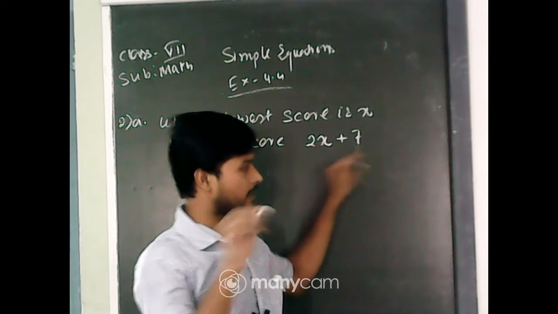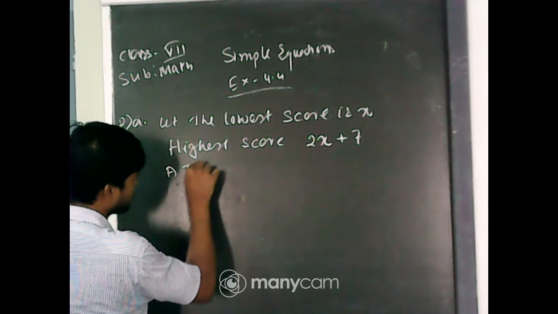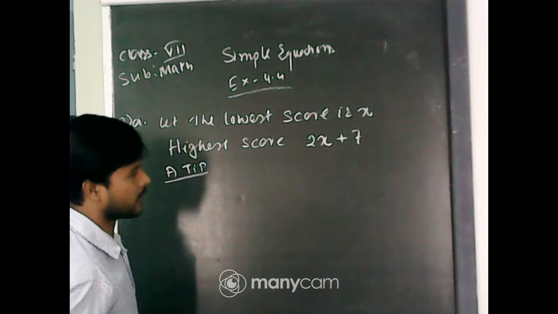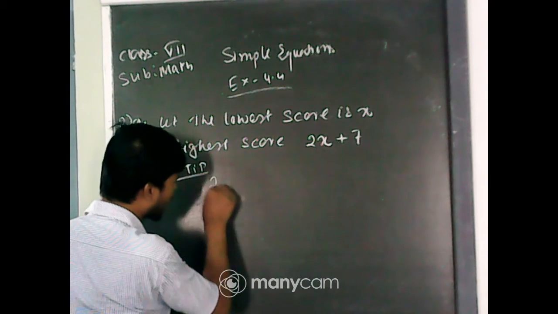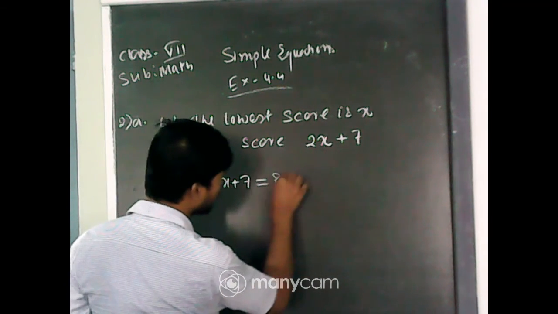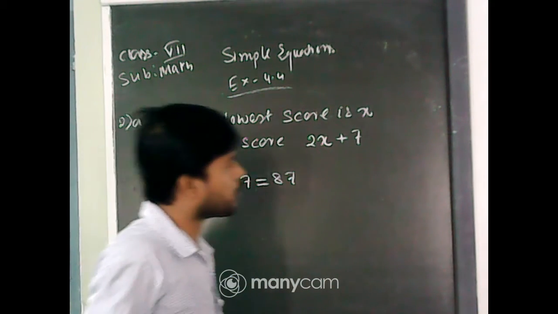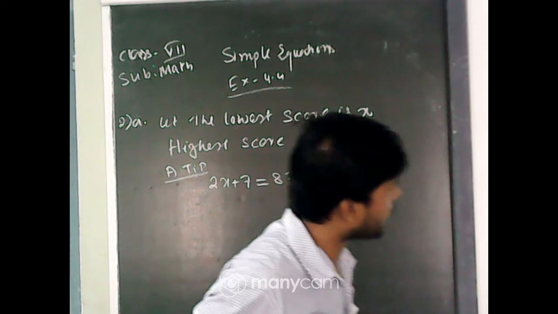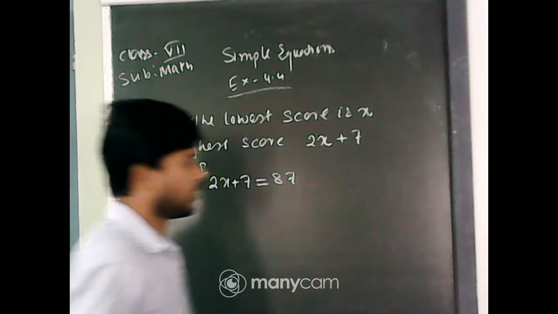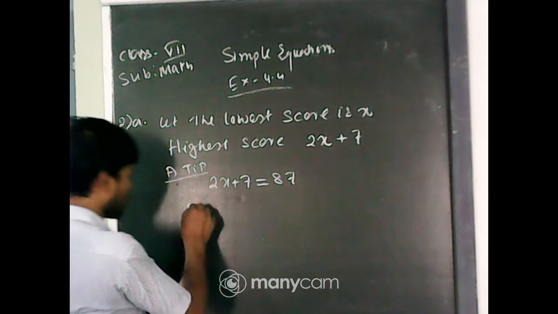Okay, but according to the problem, it is given that the highest marks, meaning twice x plus 7, is equal to 87. Yes, already a few of you have given the right equation. Yes, so now we have to solve it. Okay, so let's solve it.